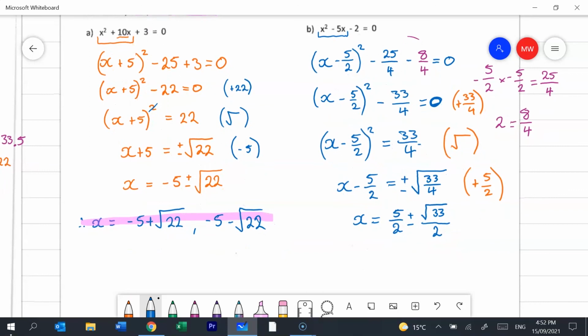And just for the sake of convention, we usually write this out in one more step as, therefore, x is 5 halves plus root 33 halves, and it's also 5 halves minus root 33 halves. And that's the final answer.